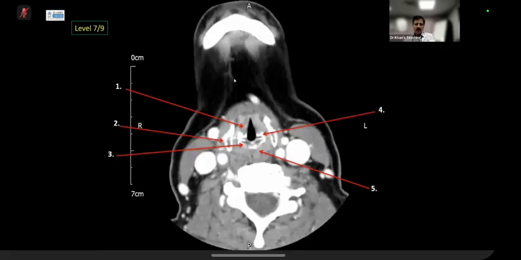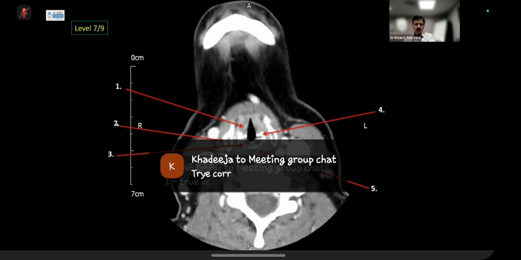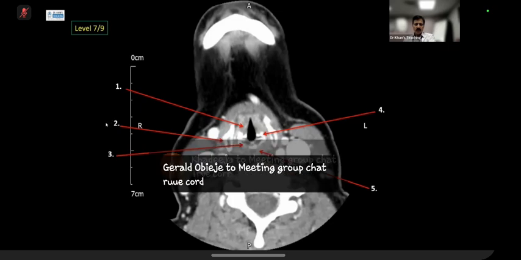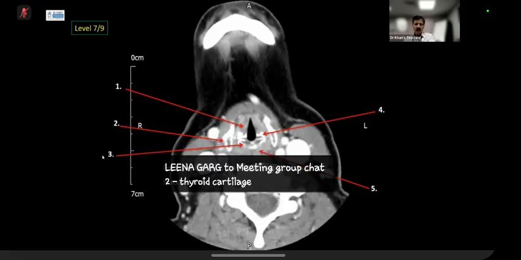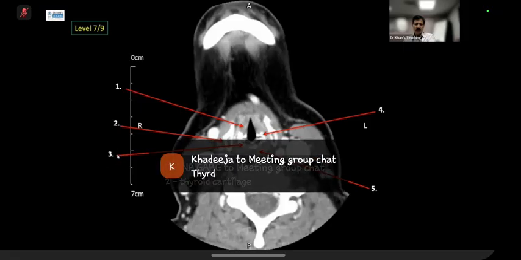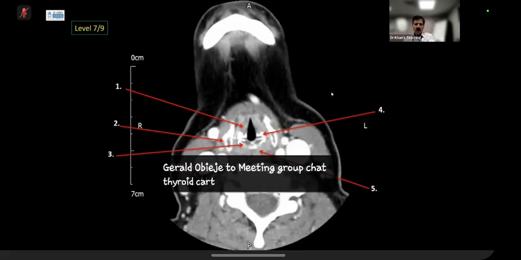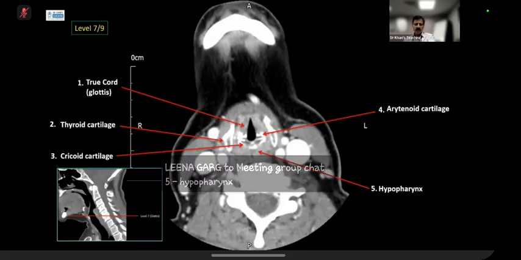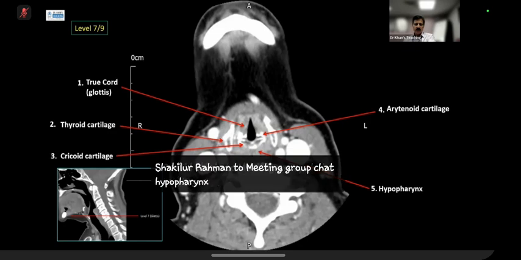Third last level. What is number one? True cord. Number two, thyroid cartilage. Number three, cricoid. Number four, arytenoid. Very good. And what is here? This collapsed thing, soft tissue. Number five. Excellent. So these are the answers.